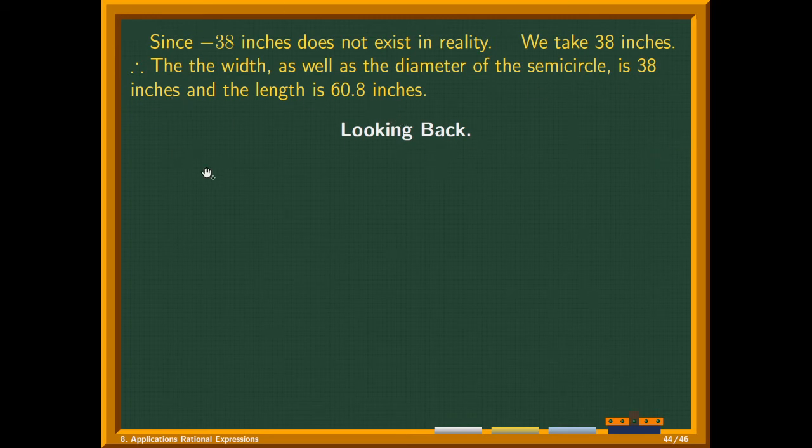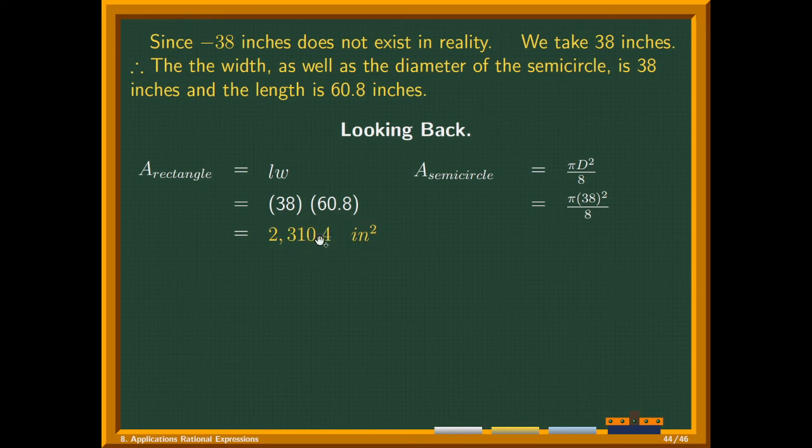That is the answer to the question. Now, assume that the raw material being provided by the contractor is exactly the same as 2,822.4 square inches of glass. Let us look back to see if it is feasible. Is it enough? So 38 times 60.8 for the area of the rectangle, which is 2,310.4 square inches, and on the other side, the semicircle area is approximately 568 square inches.